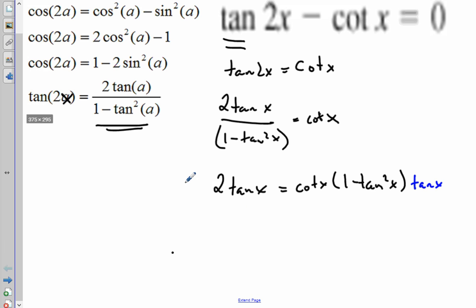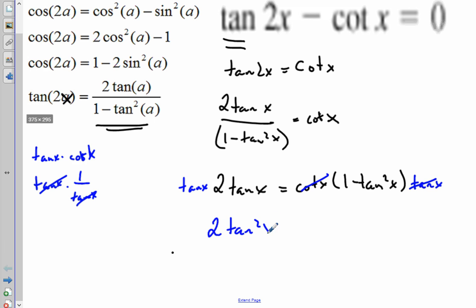Now, I'm doing that for a reason, because cotangent and tangent are reciprocals of each other. So tangent of x times cotangent of x. For those that don't recall, cotangent is 1 over tangent of x. And so this is another little trick that you could do to figure this out. These will cancel out, and what we're left with is 2 tangent squared of x equals 1 minus tangent squared of x.